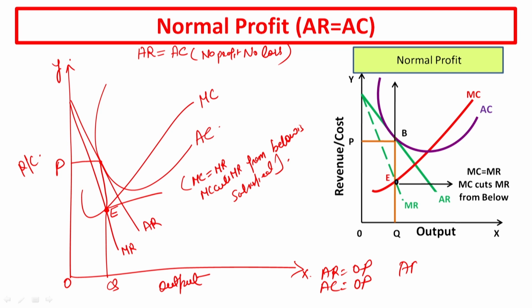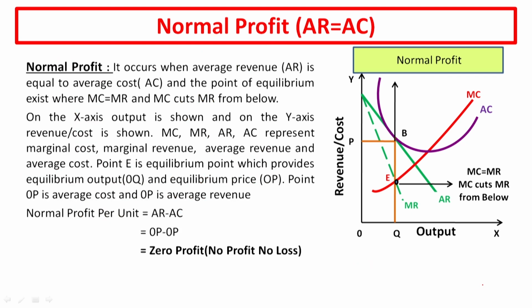That means AR minus AC will give you OP minus OP, that is 0 profit. 0 profit means no profit and no loss. I hope you have understood the diagram of normal profit. So this is the explanation for the normal profit, and this is the diagrammatic representation of the normal profit.